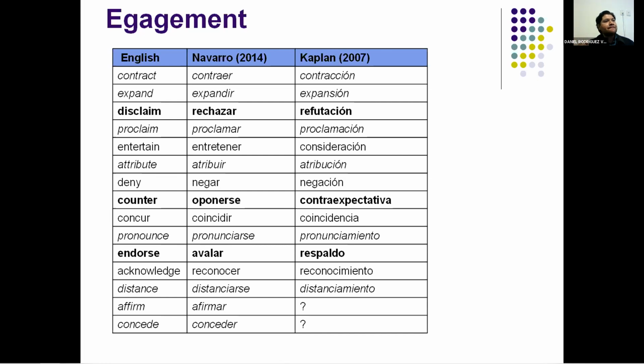That's one difference. Now, on the other hand, in some of the terms in Spanish, the only difference is the grammatical category. So, for example, contraer as verb or contracción as noun. But basically, it's the same root of the word. Whereas in some other cases, they are completely different words, as in disclaim, translated as rechazar by Navarro, refutación by Kaplan. Or entertain, entretener by Navarro, consideración by Kaplan.